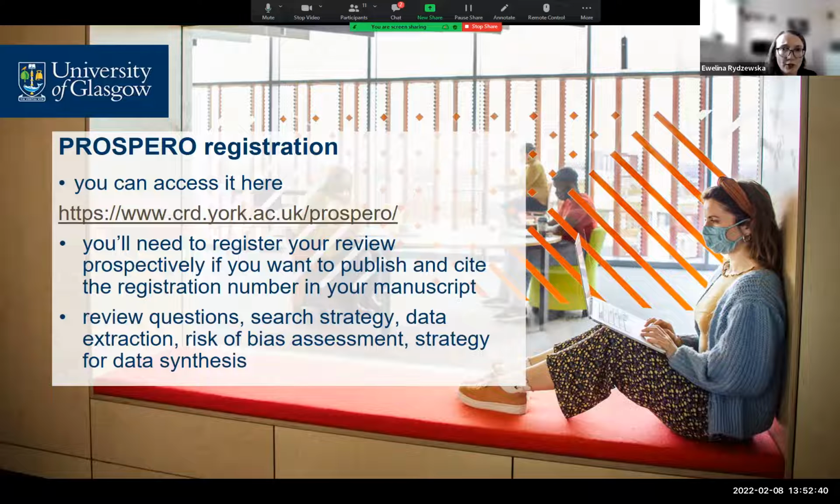But you actually register your review prospectively, so you do it at the beginning. You will need to come up with a full search strategy, then register your review, and then start doing it. Obviously, the scoping search will come first, because you will want to do a bit of a scoping search to plan your search strategy. But it's best to register with Prospero early on, in the early days.